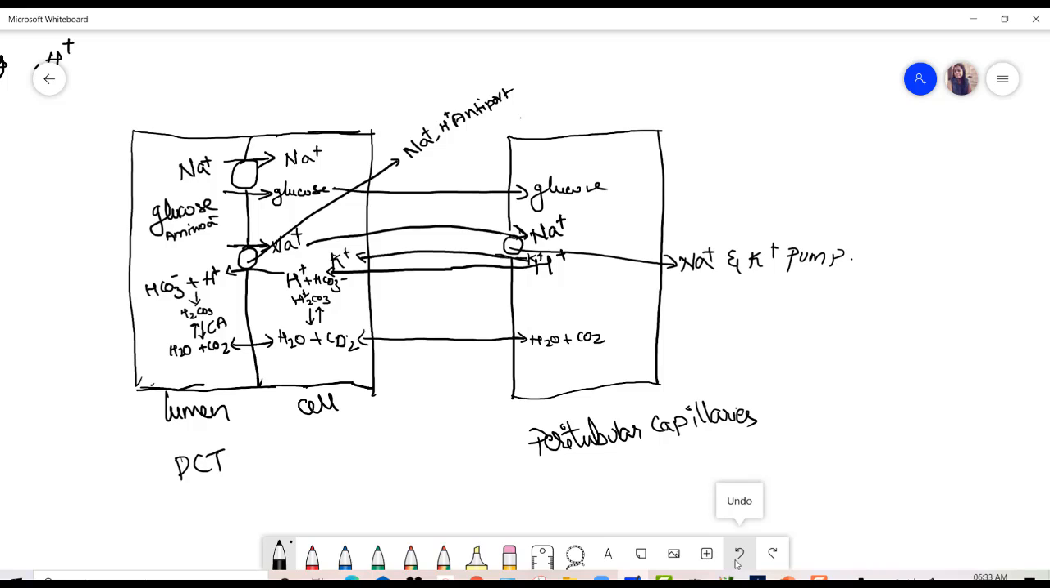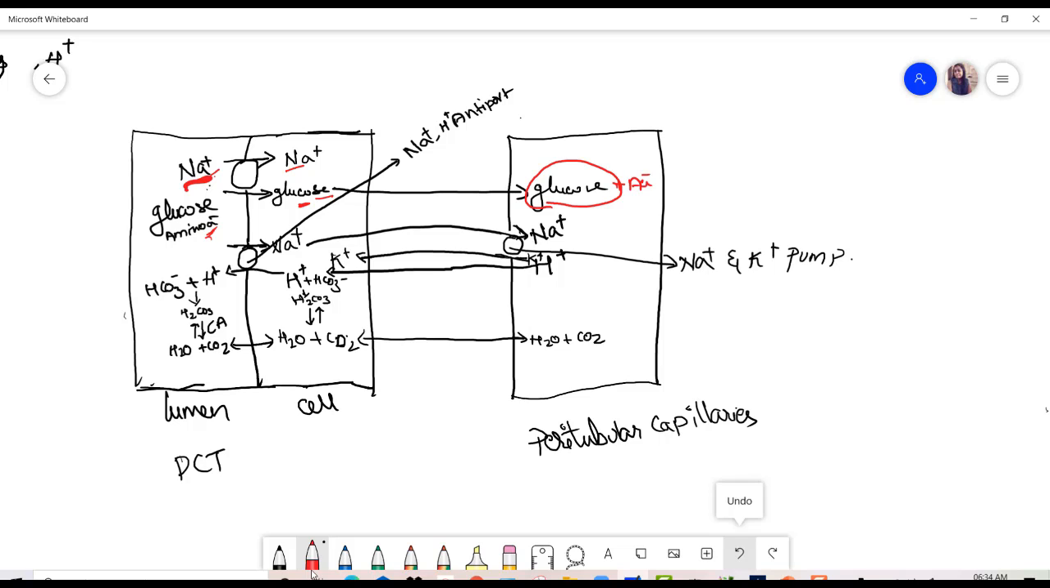First, this is our proximal convoluted tubule and this is our peritubular capillaries. In the proximal convoluted tubule, you will have sodium. This sodium from the lumen will go into the cell, and as this is electrogenic, it will take one more compound with it. It will take glucose and amino acids from the lumen to the cell, and from there back to the peritubular capillary. So now our glucose came back into our body again, and the amino acids as well.